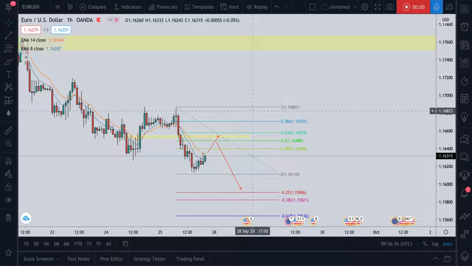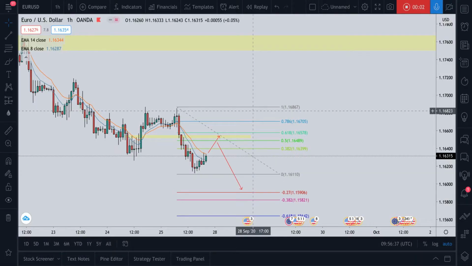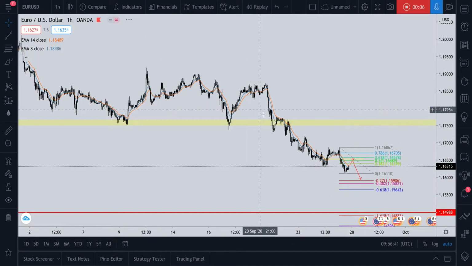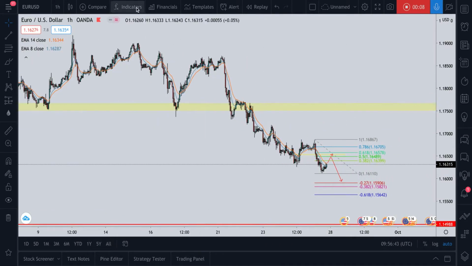A quick breakdown in Euro USD. So Euro USD last week has just broke a key level of support, which was maintaining this upward structure.